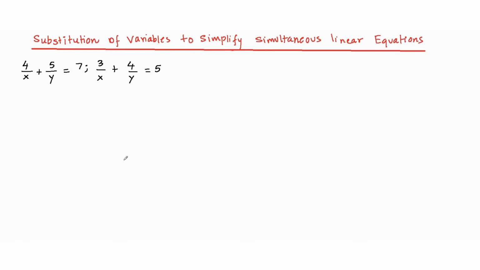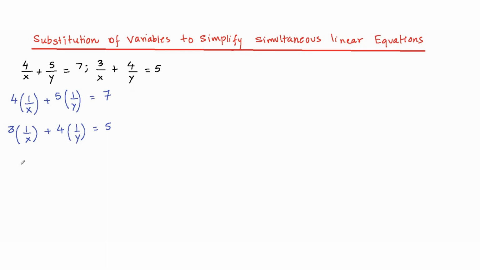Okay, so on the screen we have our next equation. 4 by x plus 5 upon y is equal to 7, and 3 upon x plus 4 upon y is equal to 5. So what I'm now going to do is write this as 4 times 1 by x plus 5 times 1 by y is equal to 7, and 3 times 1 by x plus 4 times 1 by y is equal to 5.